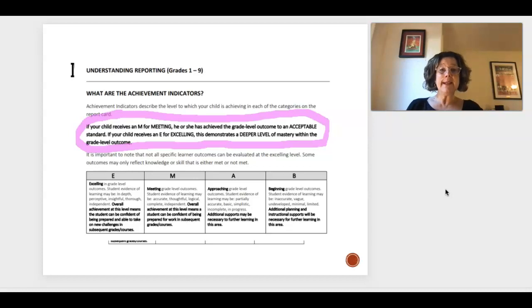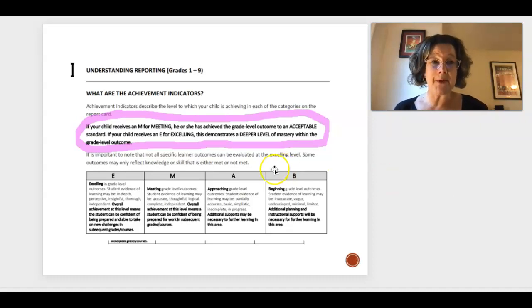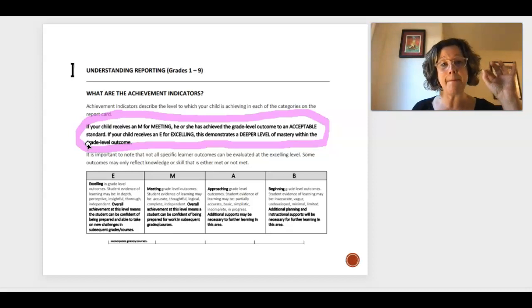Okay, this is the evaluation tool that SD76 uses currently. It's the Emap. So if you hear teachers talking about Emap and you're like, what the heck is Emap? This is what Emap is. Basically, excelling, meeting, approaching, and beginning. I've circled this because if your child, so this is going out to parents, if your child receives an M for meeting, he or she has achieved the grade level outcome to an acceptable standard.